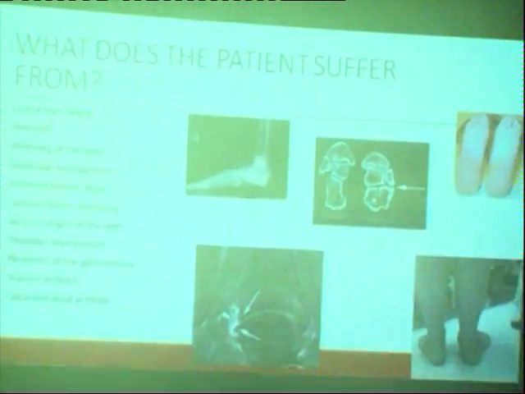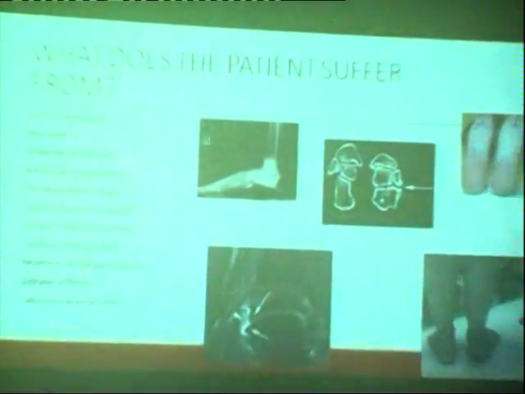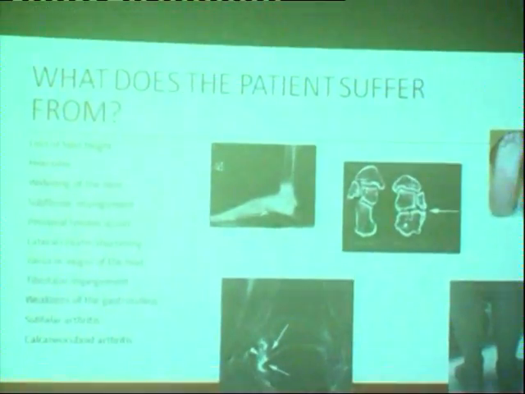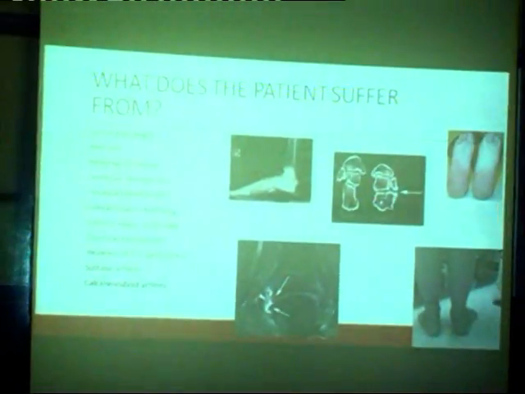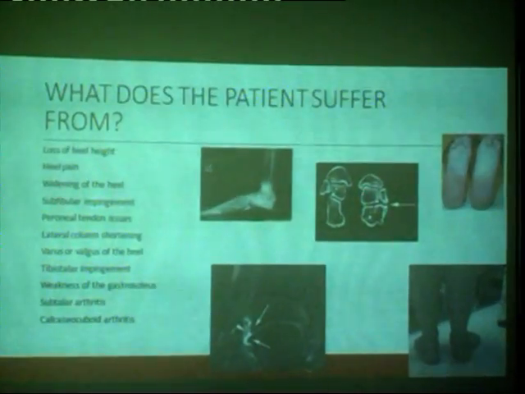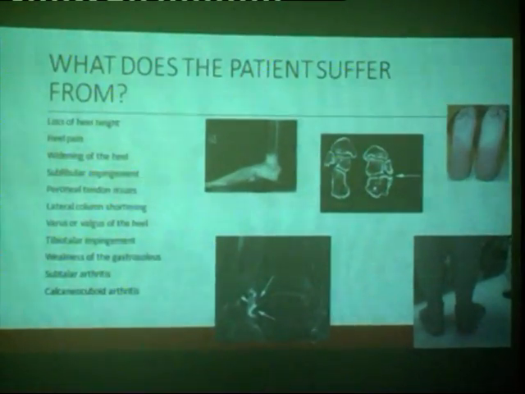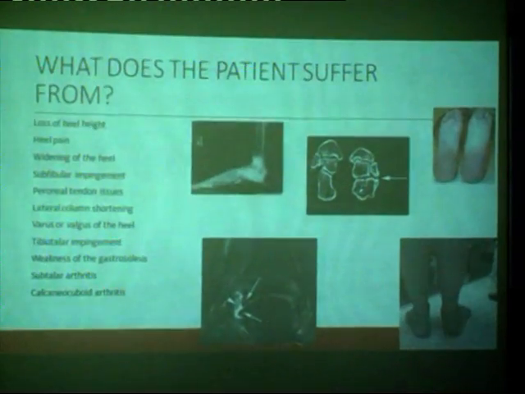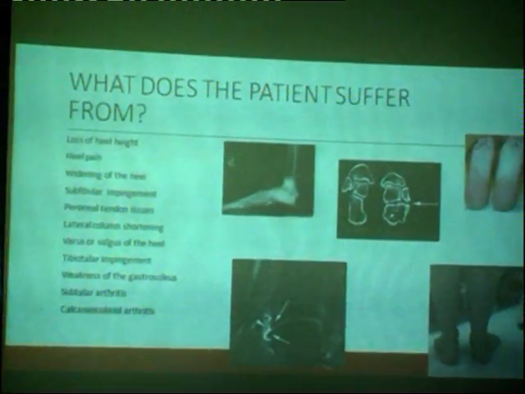Now, it is important to know this, because what does the patient suffer from once he gets a malunion? There is loss of heel height, there is heel pain, and this is for variable causes. It could be a heel exostosis, it could be sural nerve damage, posterior tibial nerve damage, or fat pad damage. There is widening of the heel, subfibular impingement, peroneal problems. We have to find out: is it the peroneal tendons, the subtalar joint, the tibiotalar impingement, or the heel which is giving him pain?